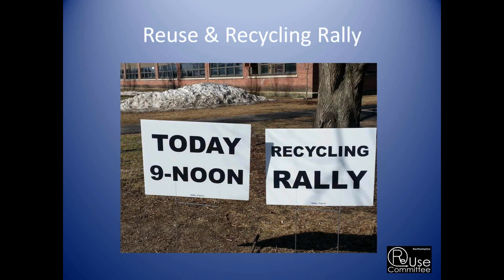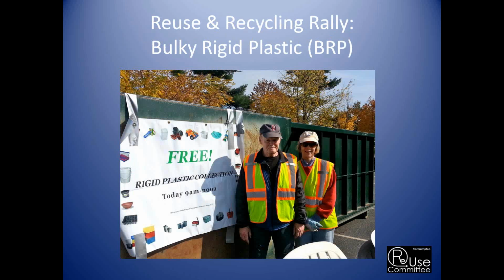So then we have our recycling rally, which we usually do twice a year, and depending on the time of year, we pick and choose which things we're going to be collecting. It's really a recycling and reuse rally because that's where our focus is. We want to get things reused as much as possible. One of the biggest pieces is our bulky rigid plastic, which as we just learned, we are able to recycle in this area of Western Mass.